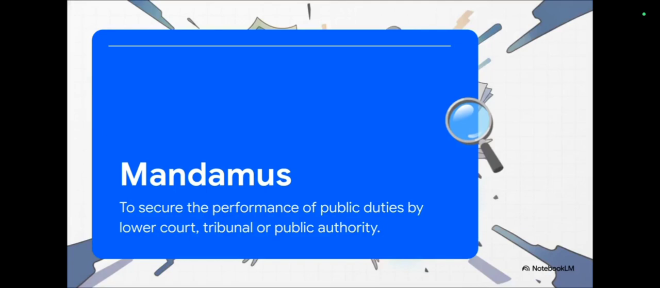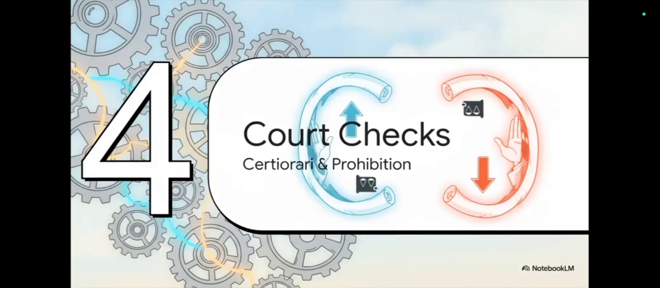According to our textbook source, mandamus literally means "we command." Its intended purpose is to secure the performance of public duties by a lower court, tribunal, or public authority. Think of it as a firm court order that basically translates to "haz tu trabajo," or simply "do your job." It is the legal crowbar you pull out when a public official is stuck and needs to be legally forced to act.